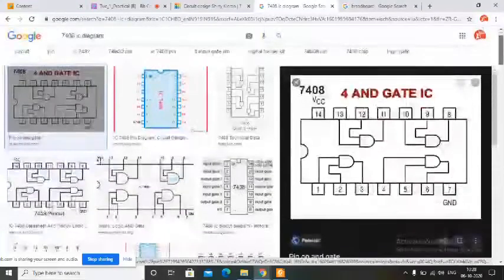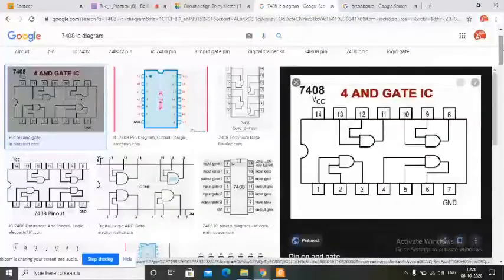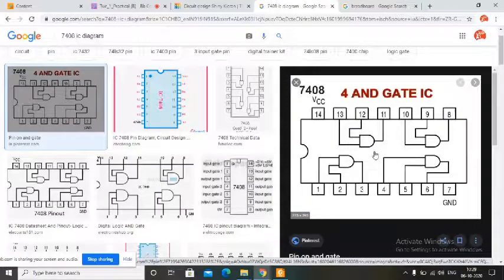So it is written quad AND gate IC, right? Why is it called quad AND gate IC? Because in this case, four AND gates are there, right? This is the IC diagram of 7408. On the right hand side, it's visible. Yes, sir.